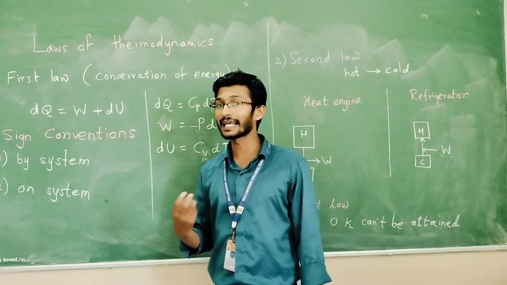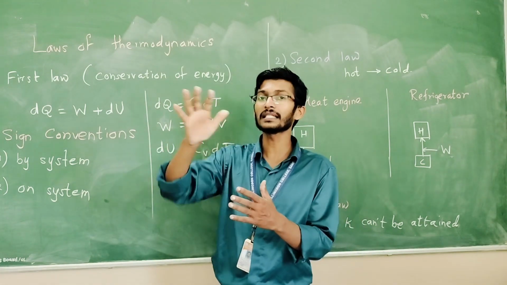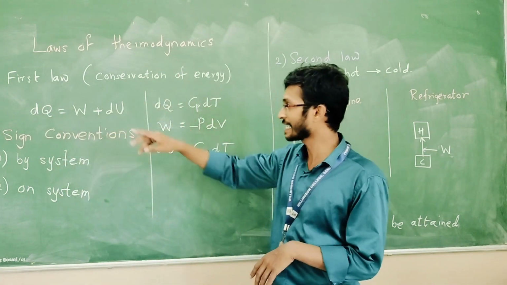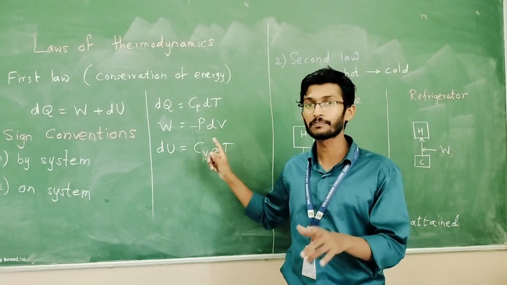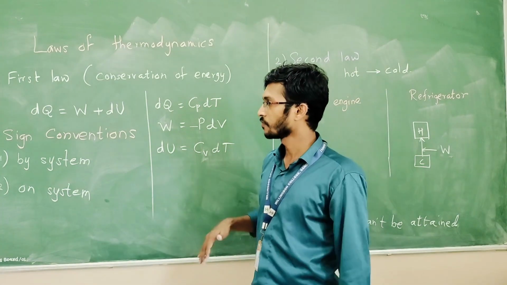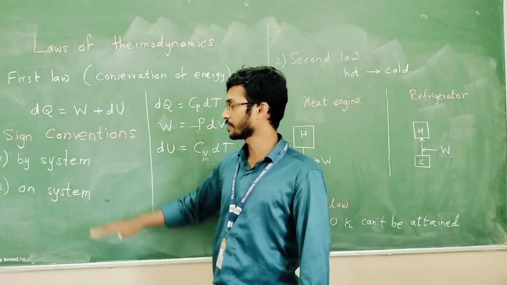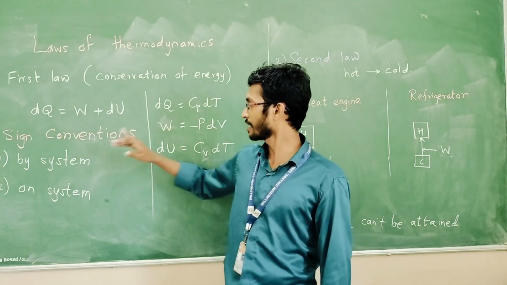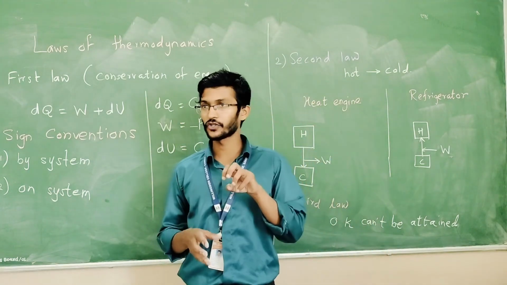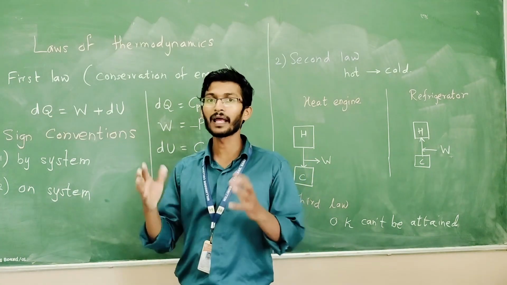But if we are using the sign convention on the system, then if we are providing the heat, dQ absorbing becomes negative, and in that case W is equal to plus PdV. So you should remember there is a distinction between these two. Which sign convention we are using is important. In our course we are using the sign convention by the system. So we are using W is equal to minus PdV, and if the system is absorbing the energy, Q will be positive. In other words, positive energy is supplied to the system.